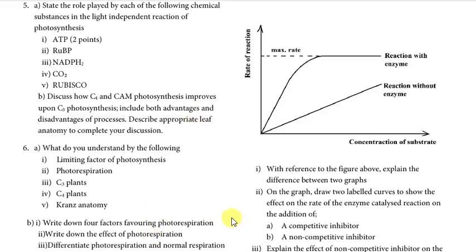Now, let me find you the answers for this question. Okay, now we can continue with question number 5B. One thing we should know is that the marking guide cannot write every explanation. This question, for example, says: discuss how C4 and CAM plant photosynthesis improve upon C3 photosynthesis.